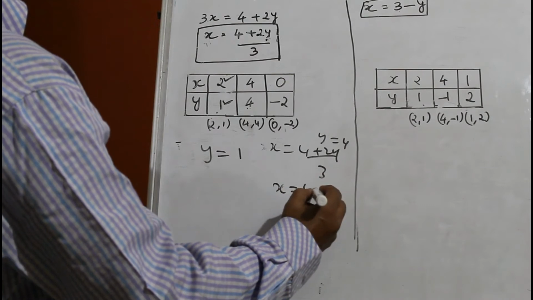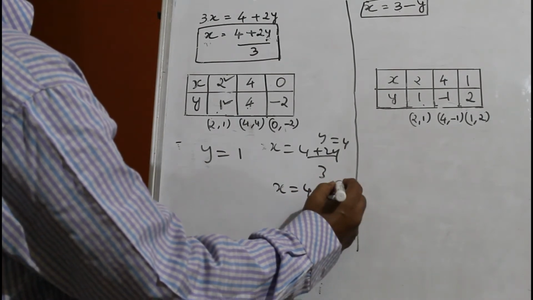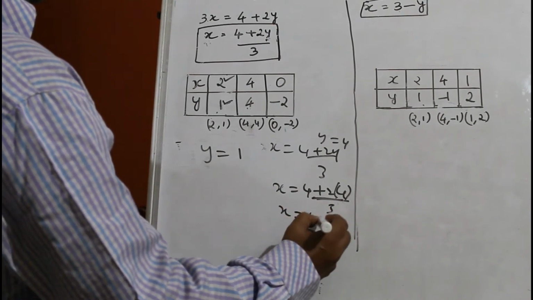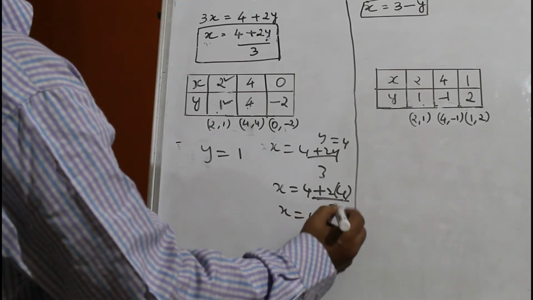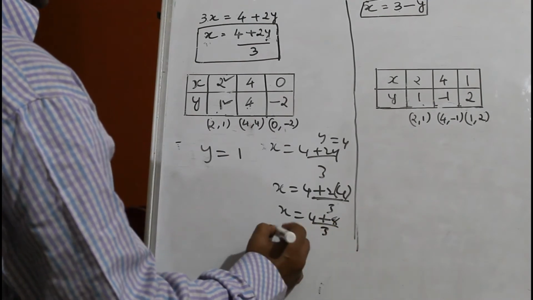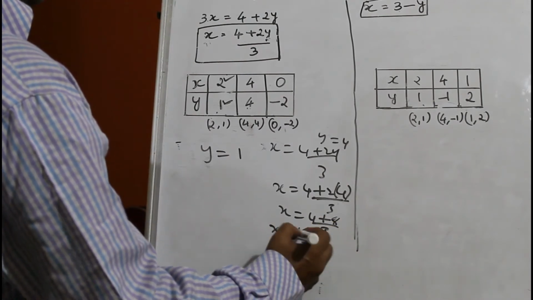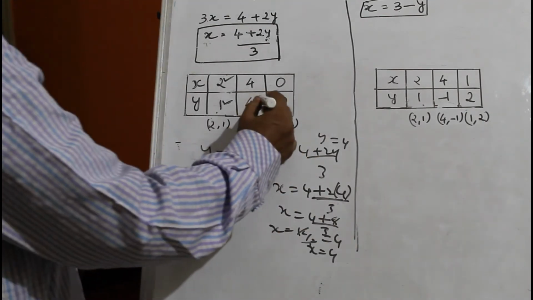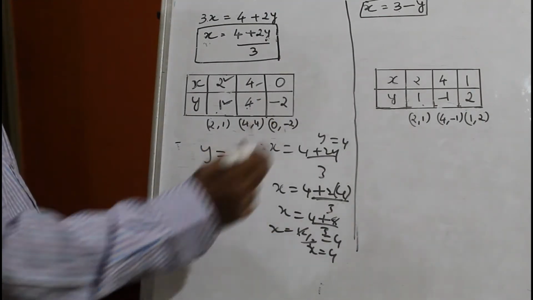x is equal to 4 plus 2 into 4 by 3. You get x is equal to 4 plus 2 4s are 8 by 3, x is nothing but 12 by 3, which is 4. So you get x equal to 4. So when you put y equal to 4, x also you get as 4. Write here 4 comma 4.